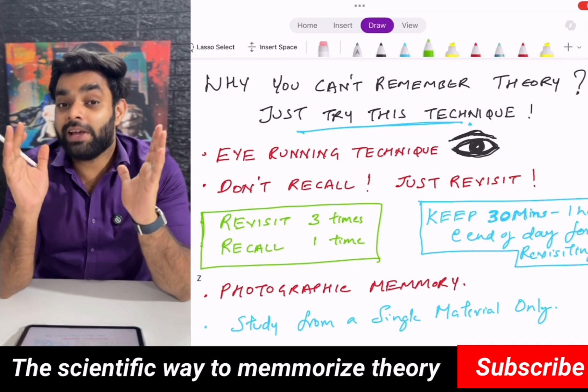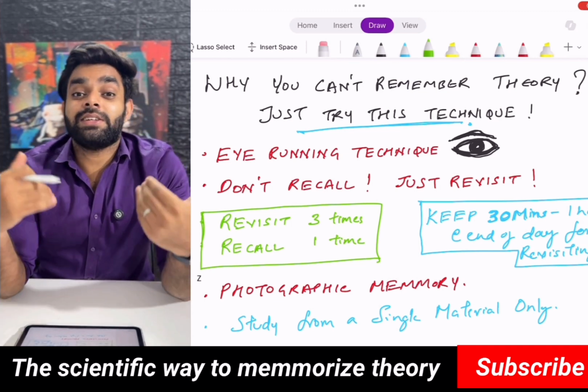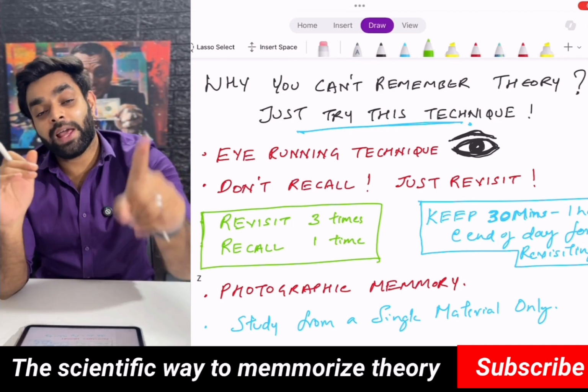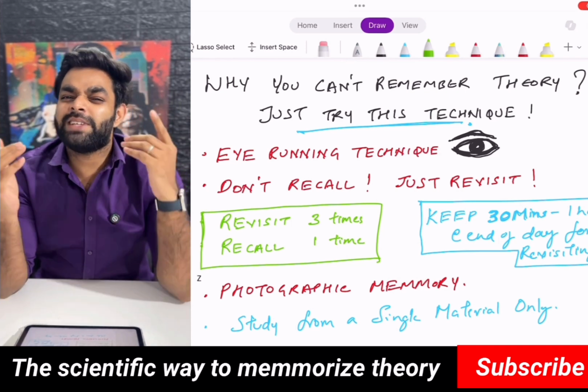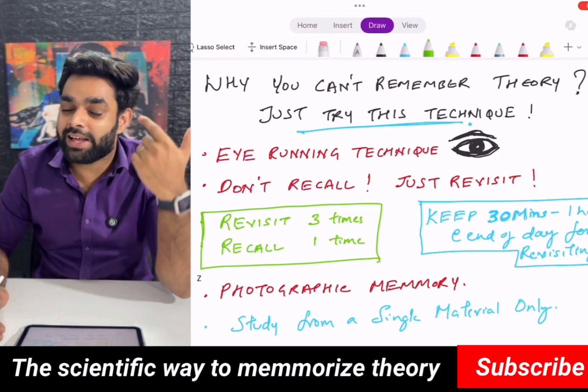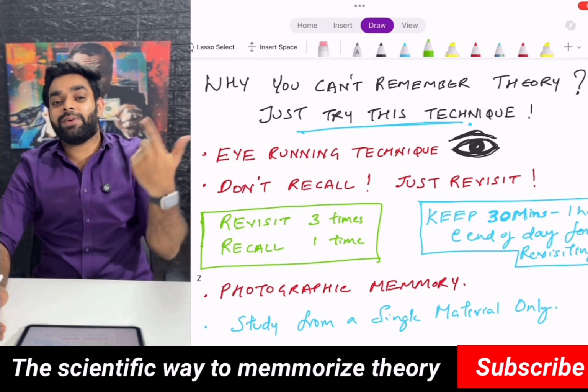Why are people failing in theory subjects? Because they are not revising theory properly. And why are they not able to revise properly? Because they cannot remember theory. They are trying it the wrong way. And that is the reason why they are not able to remember.